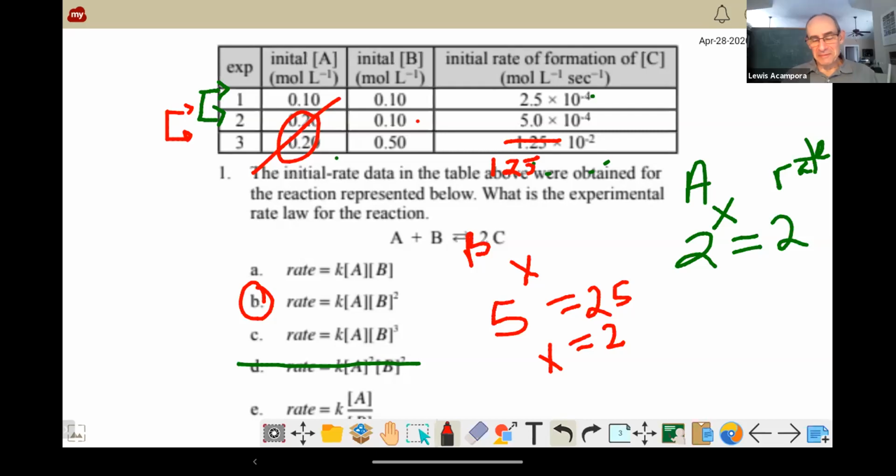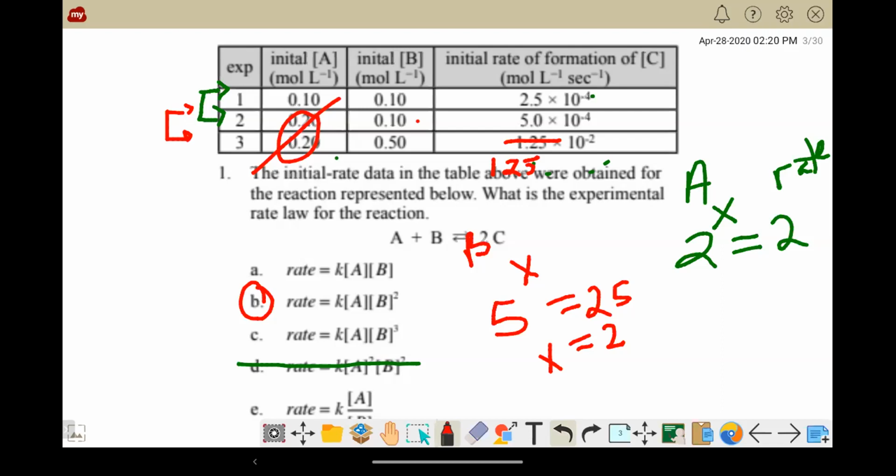So this is commonly called the method of initial rates. These can get quite complicated, but none of the questions you're going to see in 2 weeks will involve anything that would require a calculator. So, this is a good question because it shows you that numbers are going to be pretty easy and straightforward.